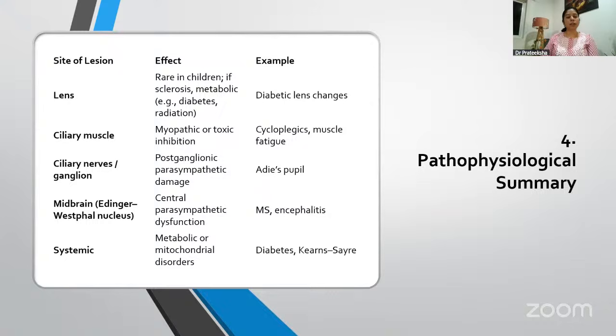Ciliary nerves or ganglion: post-ganglionic parasympathetic damage like in Adie's pupil. Midbrain Edinger-Westphal nucleus: central parasympathetic dysfunction, multiple sclerosis, encephalitis. Systemic, metabolic, or mitochondrial disorders: diabetes, Kearns-Sayre syndrome.